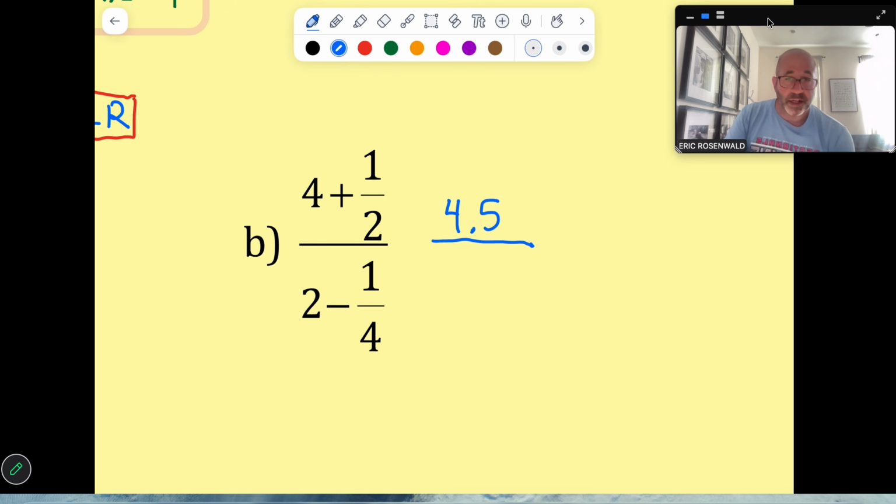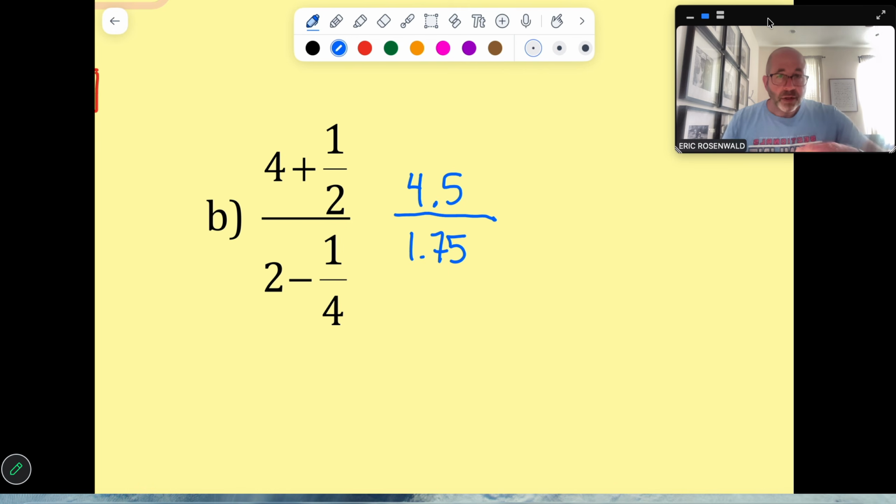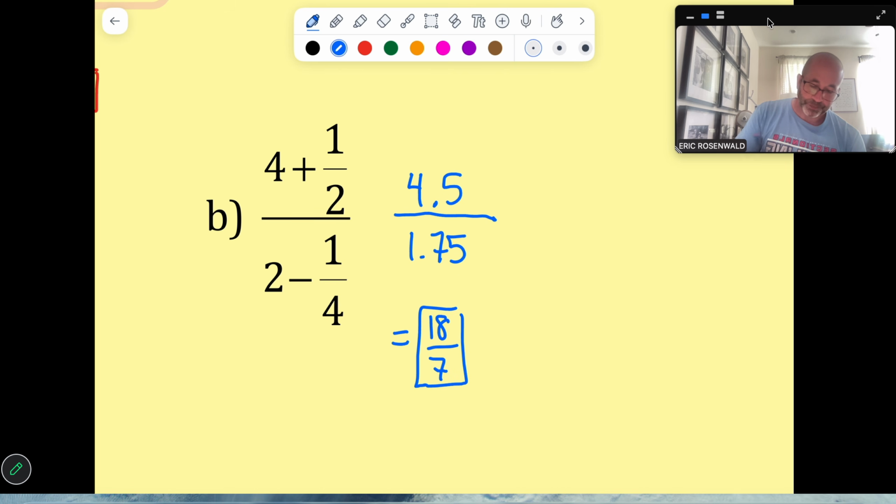When we do 2 minus 1/4, that's 1.75 or 1 3/4, okay? Now, this is where you might want to use your calculator for something like this, but we're going to get used to not using the calculator as well, because in later math, you're not going to be allowed to use a calculator, okay? But if we simplify this, we get 18 over 7 for the final answer here.